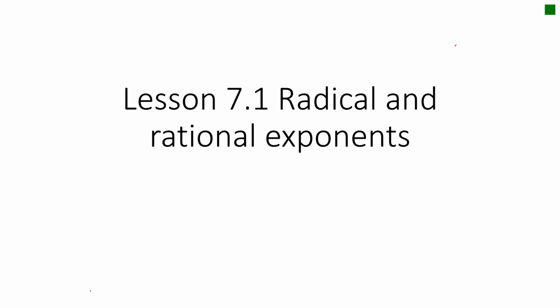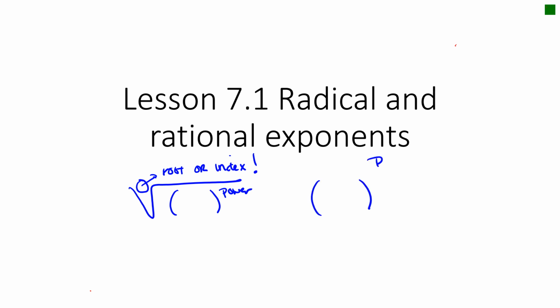What you really need to watch is when you have a radical and you've got a little number right here, that number is called the root or the index, and it has to be included in your answer when you simplify a radical. The root and the power, so this thing is going to be to a power, is what makes up the rational exponent, and it's going to be your base to the power over root.